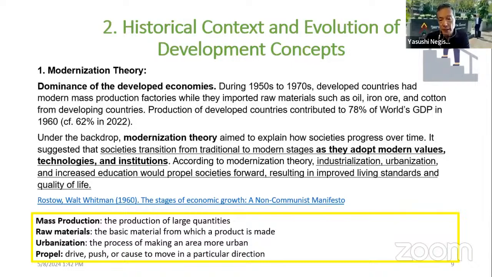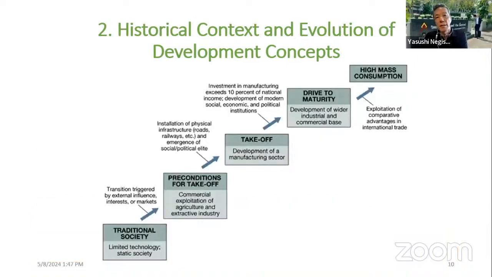There is a famous economist, Walt Whitman Rostow, who wrote this book, The Stages of Economic Growth: A Non-Communist Manifesto. This is a diagram which indicates his 5-stage approach. It started with the traditional society, an agriculture-based economy. The next stage is the preconditions for takeoff. During this period, the agriculture sector commercialized, and they also have mining industries which create national wealth. And with this wealth, they can start developing a manufacturing sector.